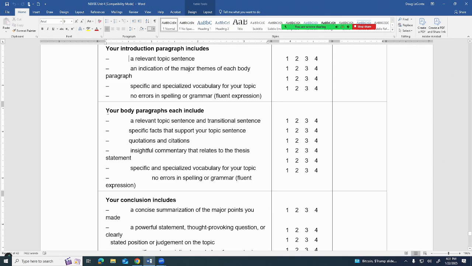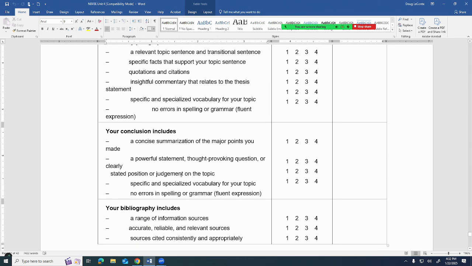It doesn't stop there. Next, we have your body paragraphs. So that's your introduction paragraph. Your body paragraphs each include a relevant topic sentence and a transitional sentence. Specific facts that support your topic sentence, quotations and citations, insightful commentary that relates to the thesis statement, specific and specialized vocabulary on your topic, no errors in spelling or grammar, with a fluent expression.